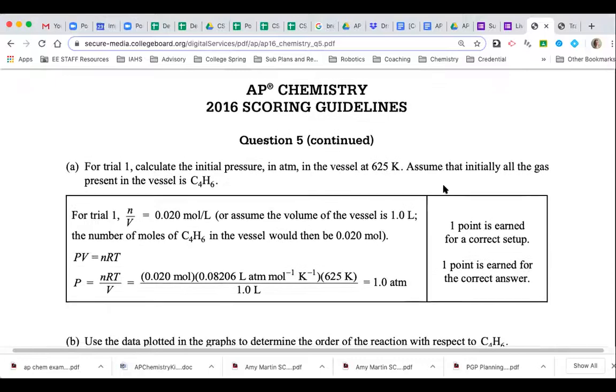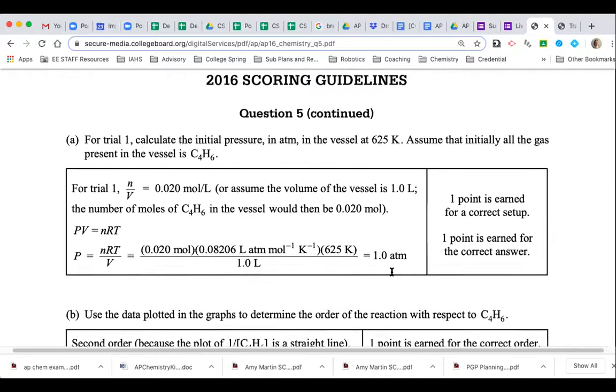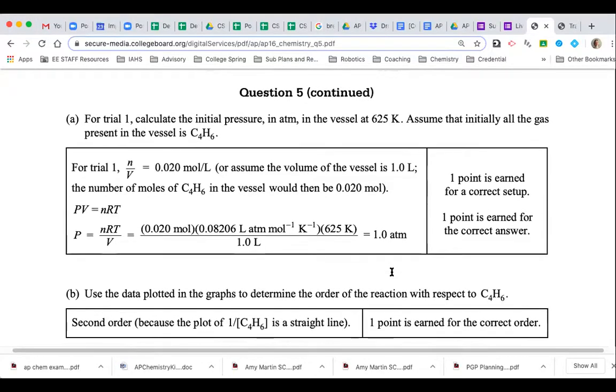And like I said, I'll share this with you so you can see how they put in 0.02 moles and 1 liter. You don't think at first about separating that. You know you have 0.02 moles per liter, but you've been thinking about those as conversion factors, so you can take those apart. And here's your R for the gas law, and here's the temperature, and then they solve it, and it's 1 atmosphere.